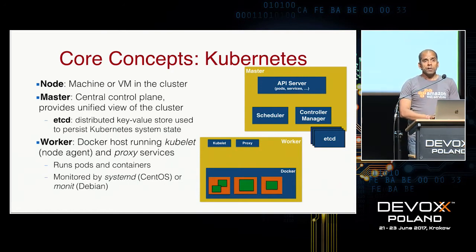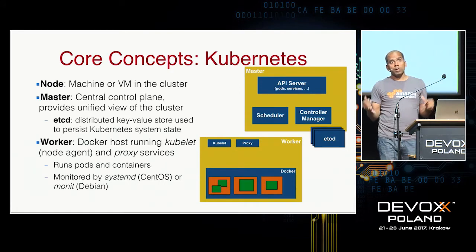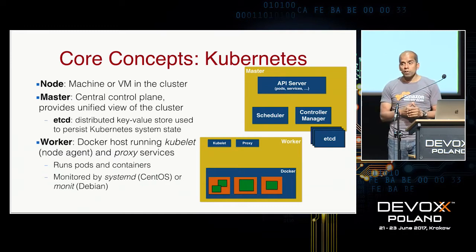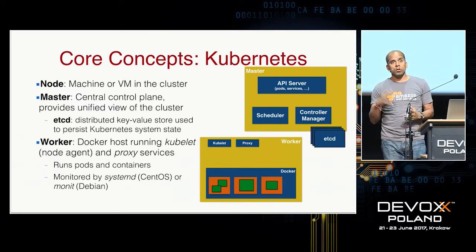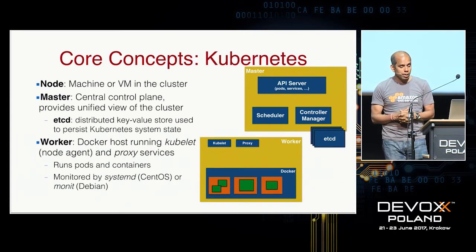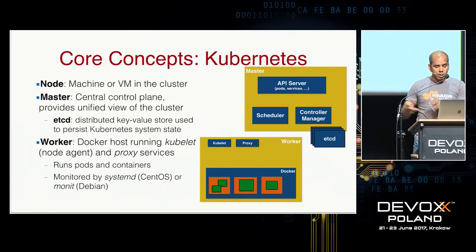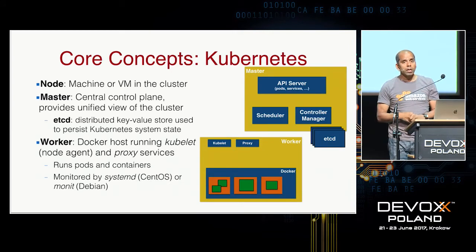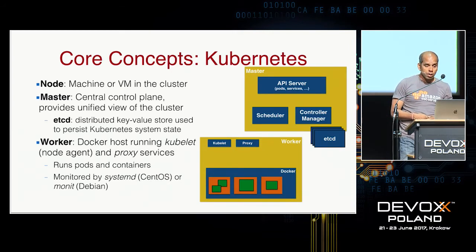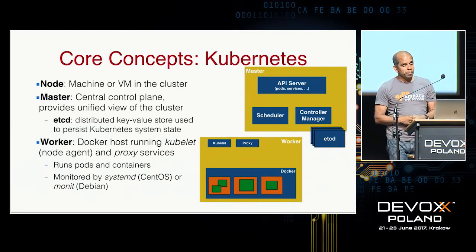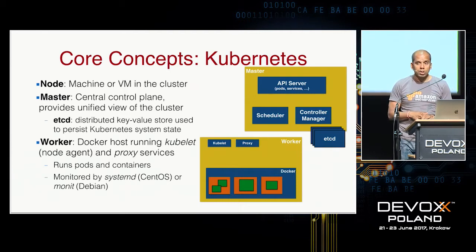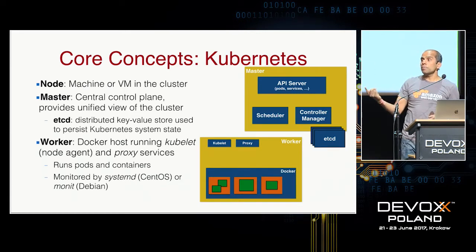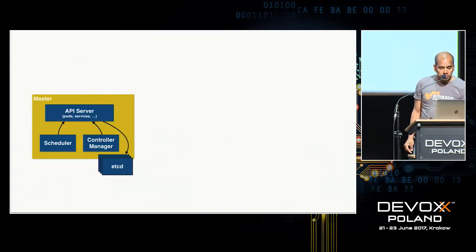On the worker side of it, of course, there is a Docker host running on it, even though Kubernetes supports multiple container formats as well. Rocket being the other one, and they're also looking to support OCI compliant container format as well. But essentially, you have your Docker host running over there. That's where your pods and containers are running. And the Docker host or the kubelet itself is monitored by your operating system specific processes, so that in case it goes down, that process can come back up again.